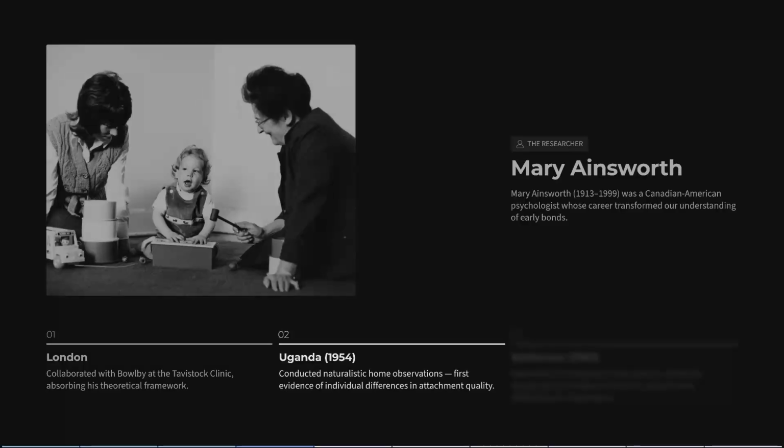Uganda, 1954. Ainsworth spent 2 years in Uganda, Africa, conducting naturalistic home observations of mothers and infants. She visited families in their homes, observing everyday interactions between caregivers and babies over extended periods. This was groundbreaking methodology. Instead of bringing subjects into a laboratory, she went to them in their natural environment.